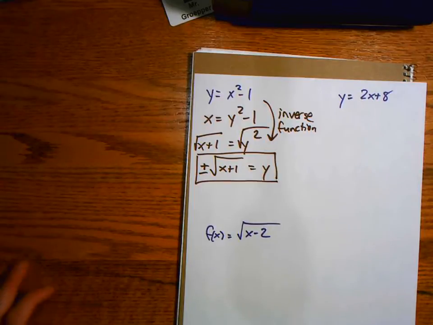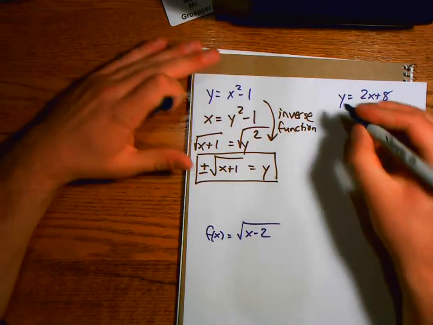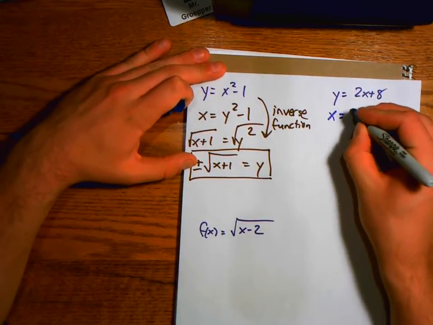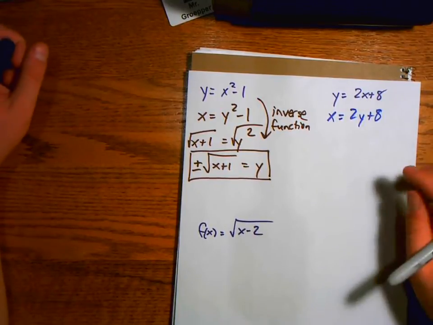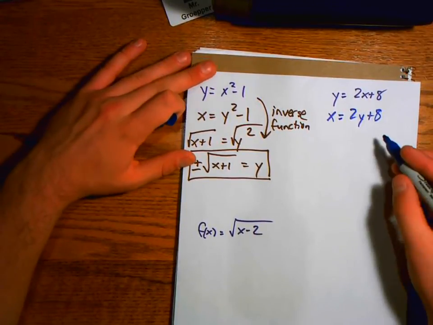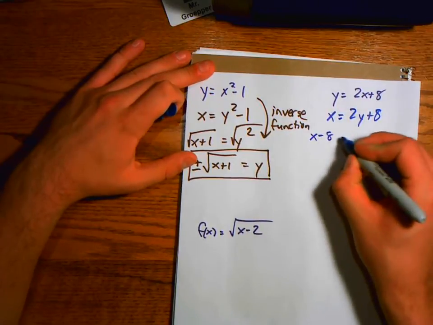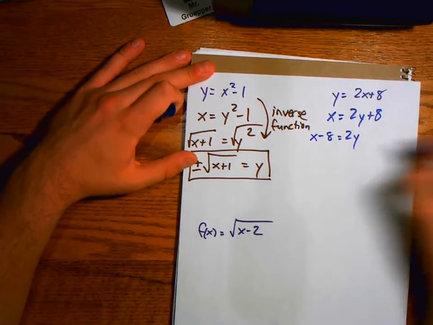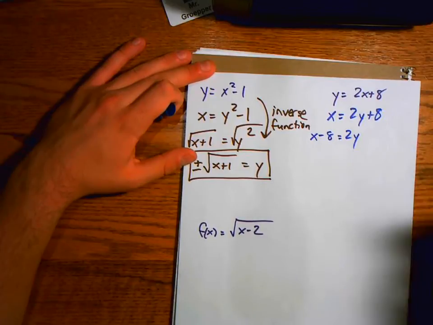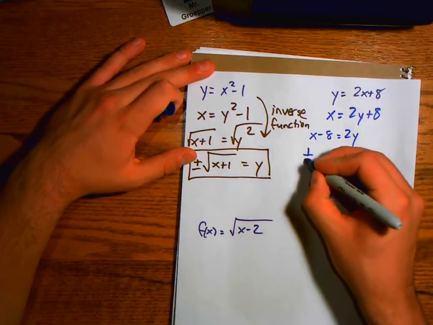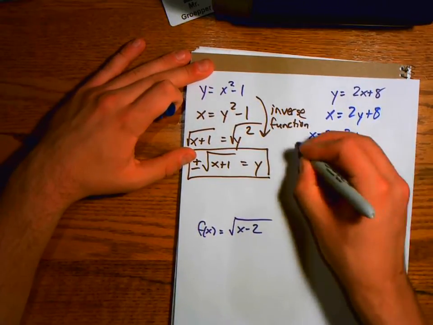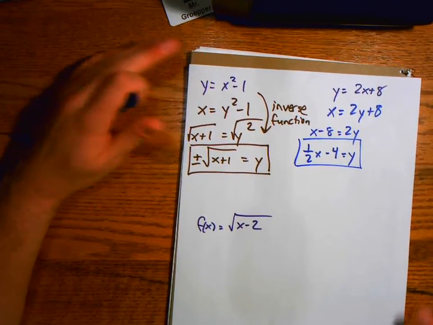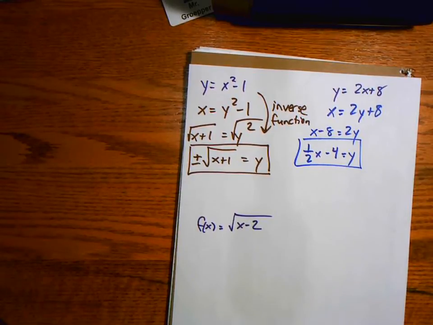Same thing with this one over here, y equals 2x plus 8. Wherever you see a y, you replace it with x, and wherever you see an x, you replace it with y. Now that we have our inverse relation, we have to make it into a function by solving for y. Subtract 8 on both sides, getting y by itself, then doing it one more time, dividing by 2. We have 1/2 x minus 4 is equal to y. And this is my inverse function. Y by itself, and it is the inverse of that.